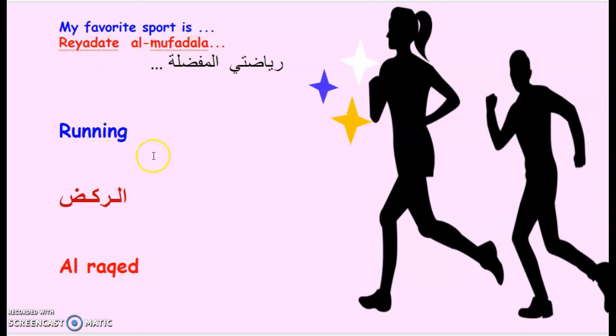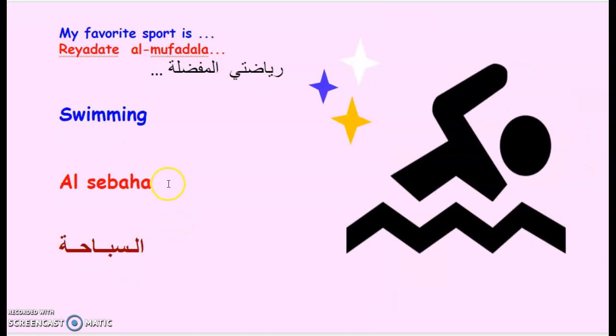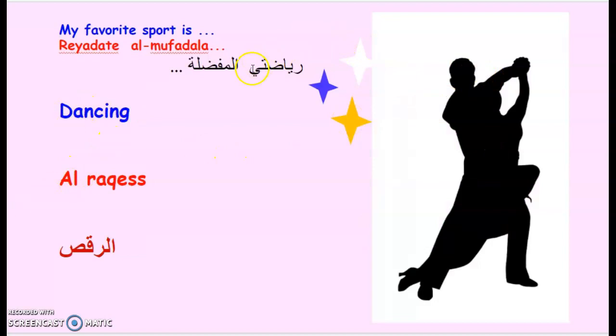Riyadati al-Mufaddala, Al-Rakad. My favorite sport is running. Remember what I told you, Al-Rakad starts with the Ra, running, so hopefully that will be an easy association. Then here I have swimming, Al-Sibaha. Same thing, swimming with an S, al-sibaha with the sin. And last but not least, I have dancing, al-raqs. So let's have a look one more time before we go to the verbs.